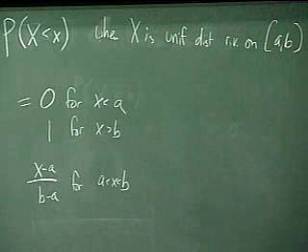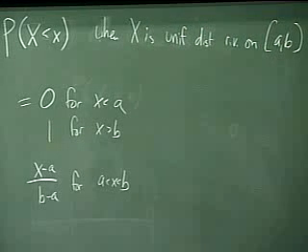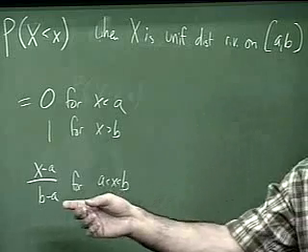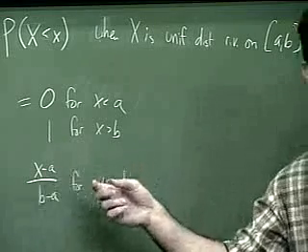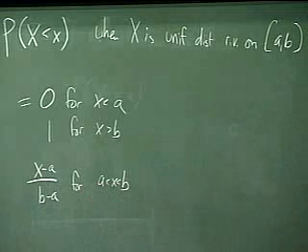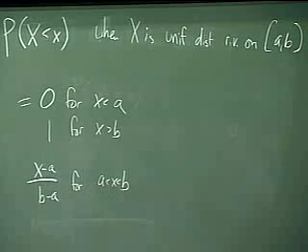Okay, so when x is a, it's 0. When x is b, it's 1. Right? When x is somewhere in the middle, it's, sorry, what was your name? Yeah, Emil. As Emil said, it's linear. Right? It increases linearly.